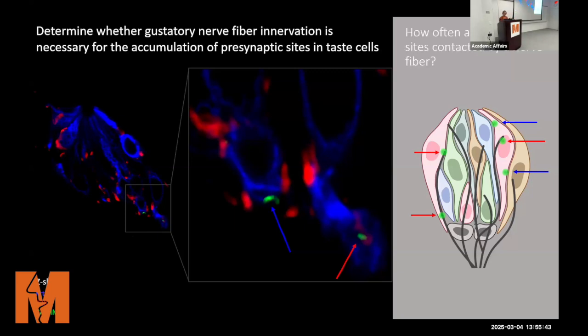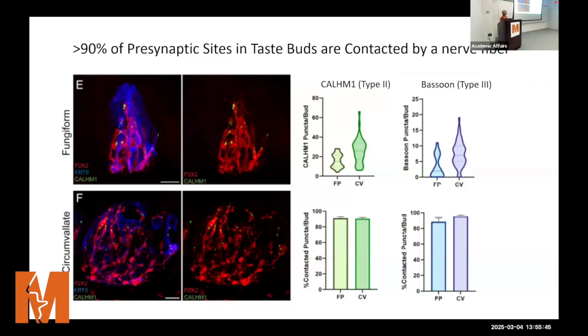But what we found was that the vast majority of these presynaptic puncta, either bassoon or CalHM1, were contacted by gustatory fibers. Over 90% were contacted by a gustatory fiber.